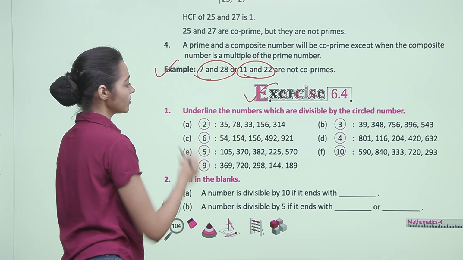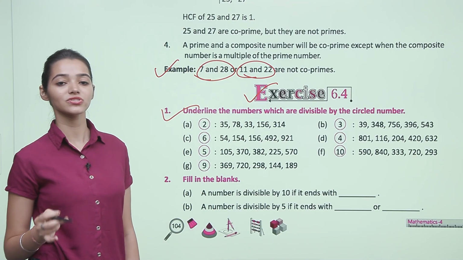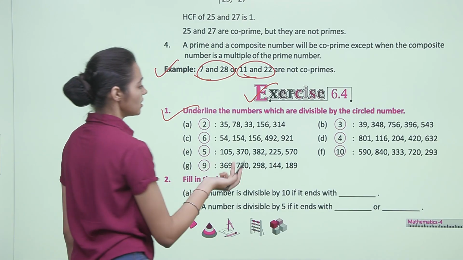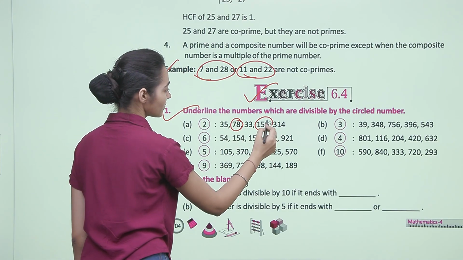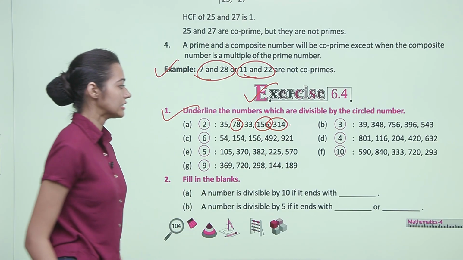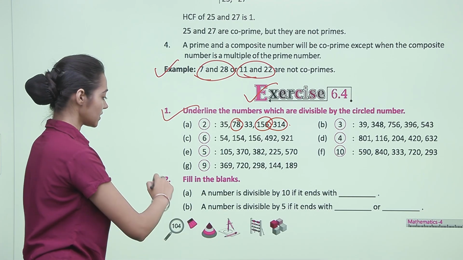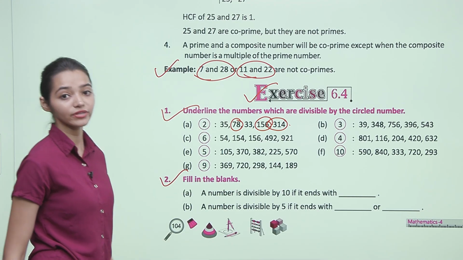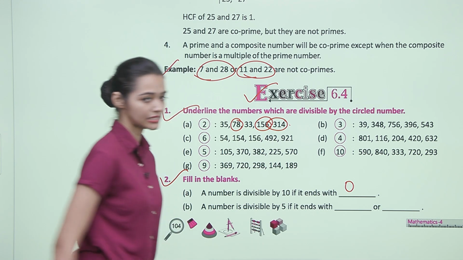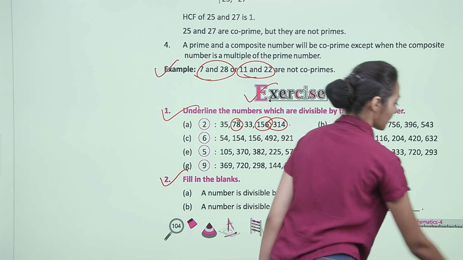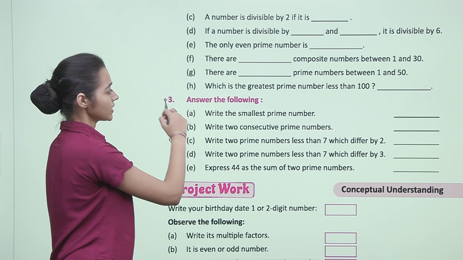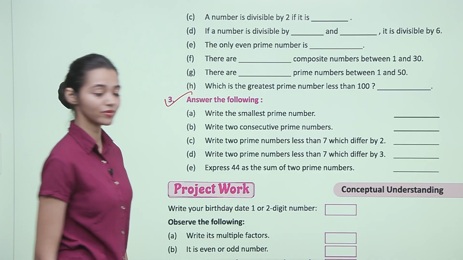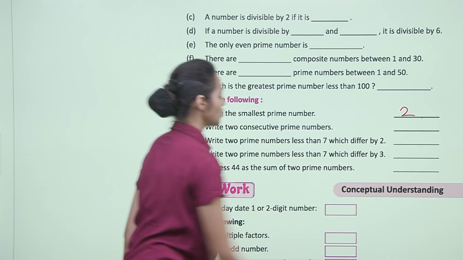Let's start with exercise 6.4. In the first one, we have to underline the numbers which are divisible by the circled number. So, 78, 156, 340. That's how you can complete the remaining part. In the next one, a number is divisible by 10 if it ends with 0. The next one is we have to answer the following. Write the smallest prime number, that is 2.